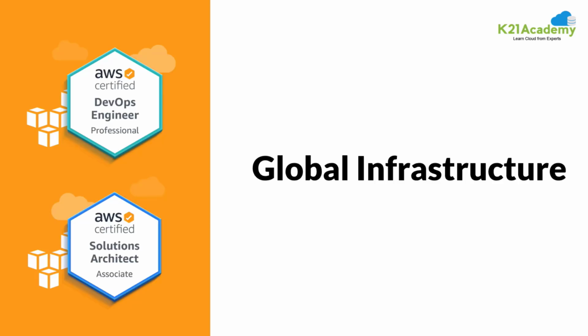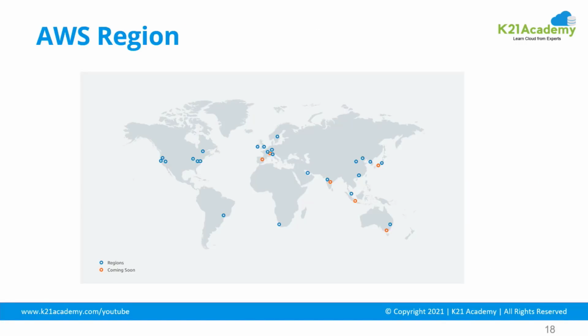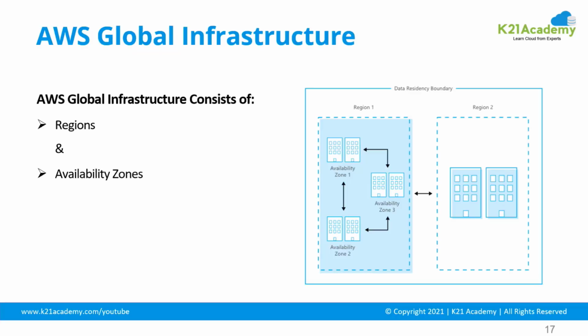We were looking at global infrastructure. AWS has a global infrastructure that consists of regions and availability zones. What I mean by global infrastructure is that AWS servers, their data centers, and their entire services are available in different parts of the world, which are called regions. The blue dots or circles represent the regions that are already in place, whereas the red ones are coming soon. These are planned, and as you see, they are across the globe.